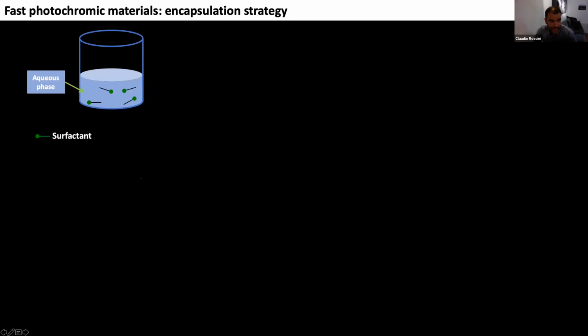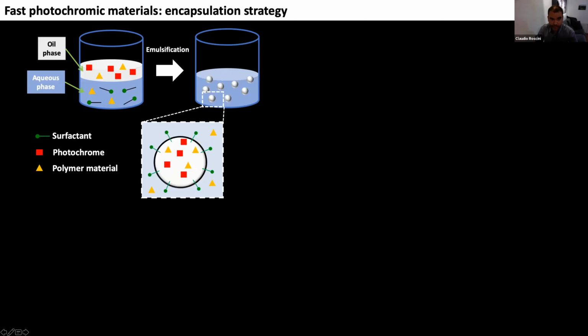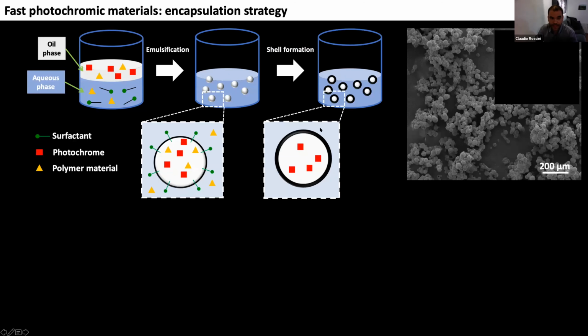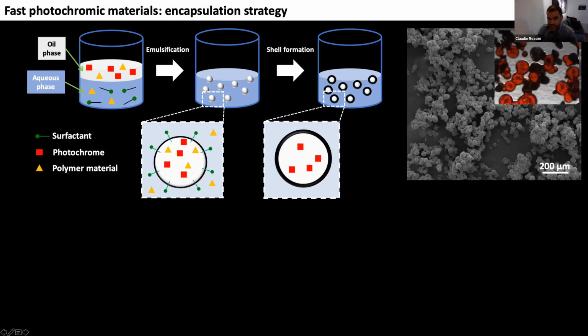Now, to make these capsules, we use a well-known emulsification method, which is based on mixing an aqueous solution containing a surfactant with our oil solution of the photochrome. That's why we need something that is immiscible with water, because we need to create an emulsion. So this is our oil solution with a photochromic dye. Then we emulsify the system by creating droplets that contain the photochromic dye. And finally, we generate the shell around the capsules.